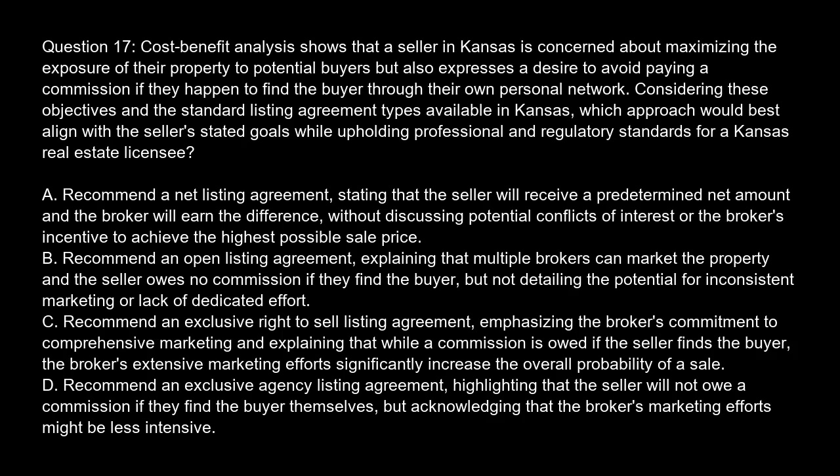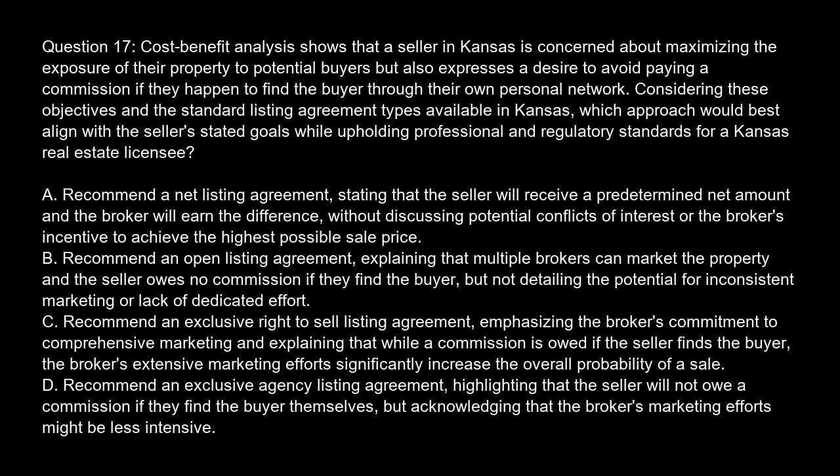Option A. Recommend a net listing agreement, stating that the seller will receive a predetermined net amount and the broker will earn the difference, without discussing potential conflicts of interest or the broker's incentive to achieve the highest possible sale price. Option B. Recommend an open listing agreement, explaining that multiple brokers can market the property and the seller owes no commission if they find the buyer, but not detailing the potential for inconsistent marketing or lack of dedicated effort.